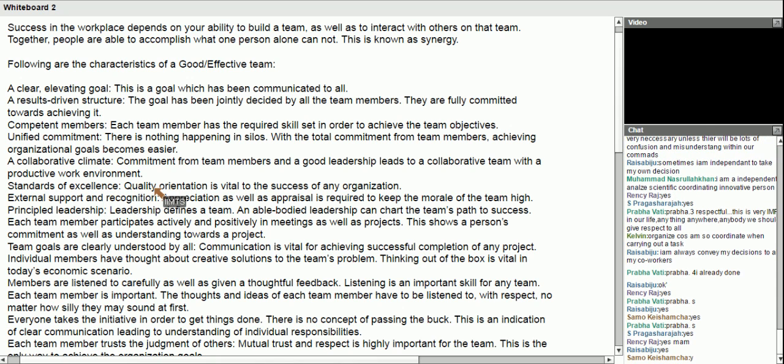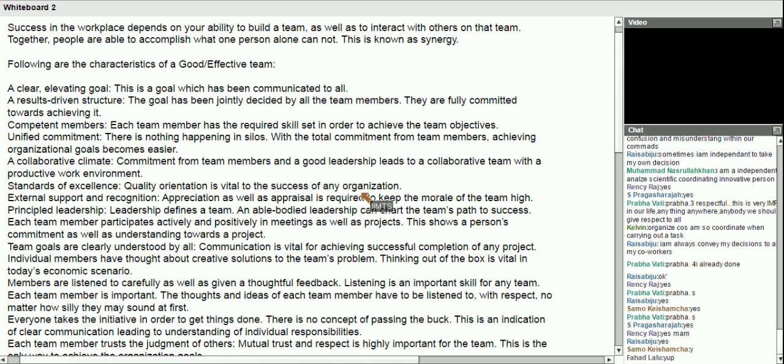Standards of excellence. Quality orientation is vital to the success of any organization. So whatever they are doing, it should be quality work. They should never compromise on quality, right? The good team never compromises on quality.